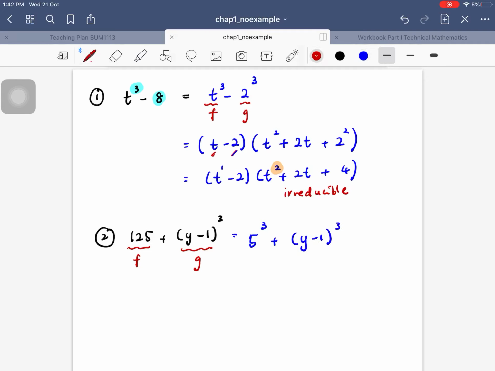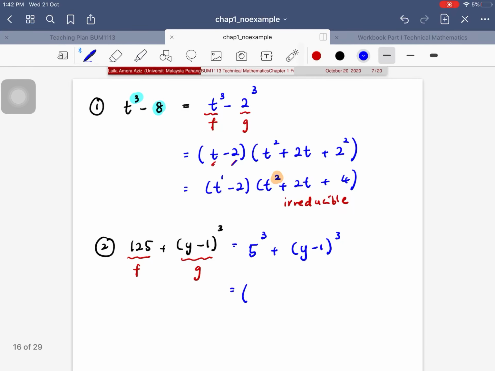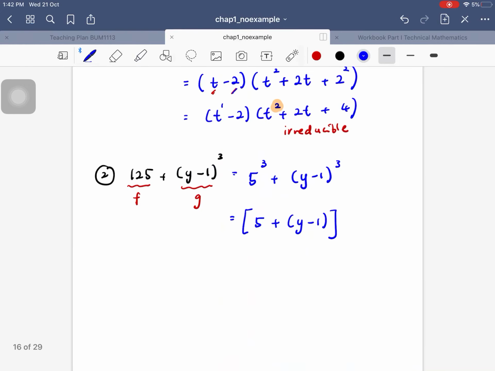So what I'm going to do is apply the plus formula. According to the plus formula, the first term is going to be f, which is going to be 5 for this case, plus g, which for my case is going to be y minus 1. Let me use a square bracket over here so that it doesn't confuse us with the bracket inside. So I have the first term plus the second term, and that is how it looks.